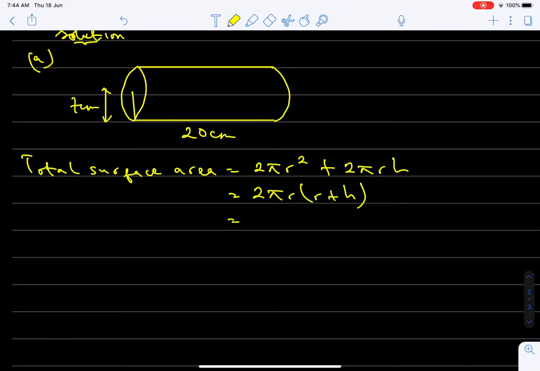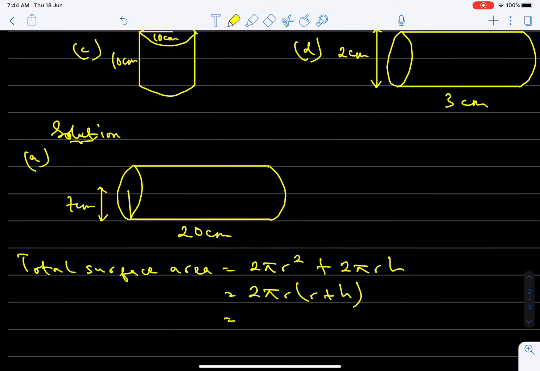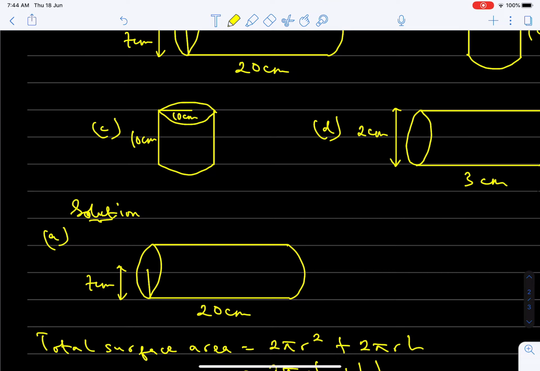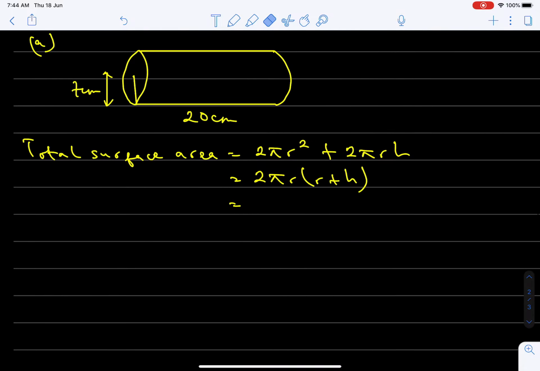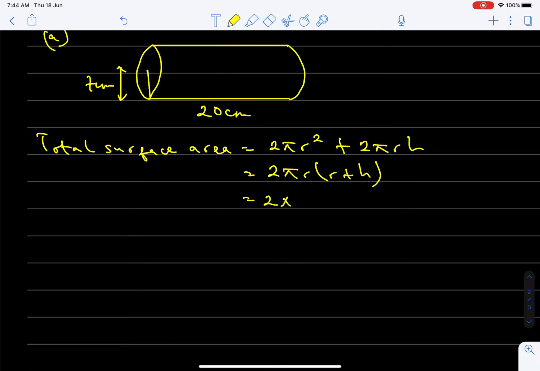And that simply means take pi to be 22 over 7. Pi equals 22 over 7. So that's the value you'll be using for pi. And that means 2 times 22 over 7.